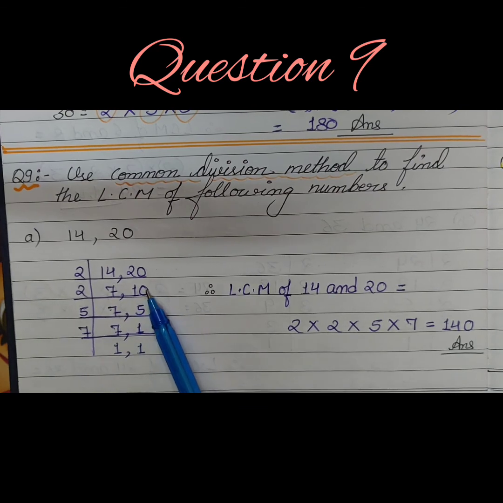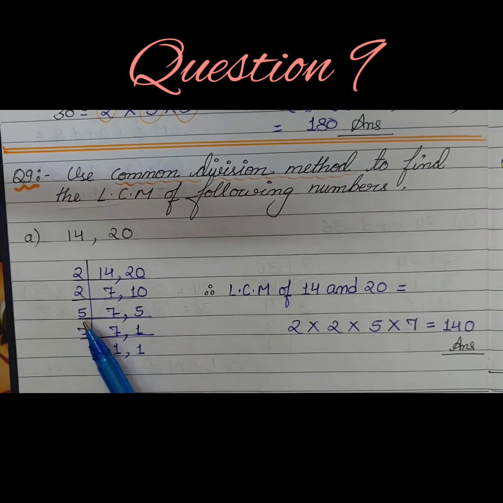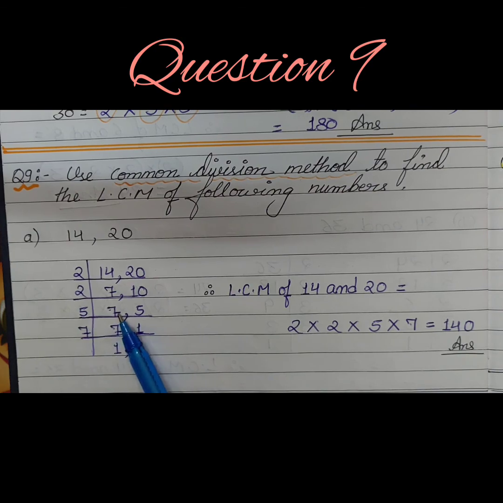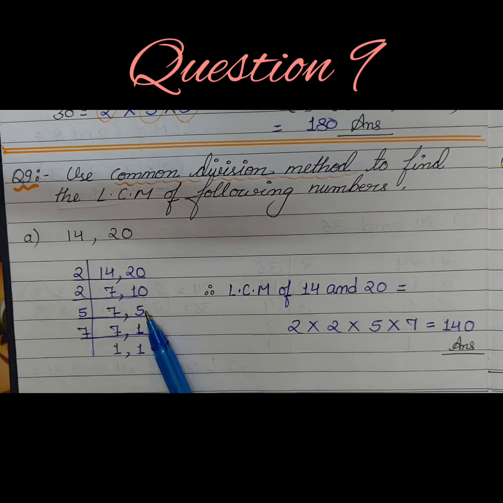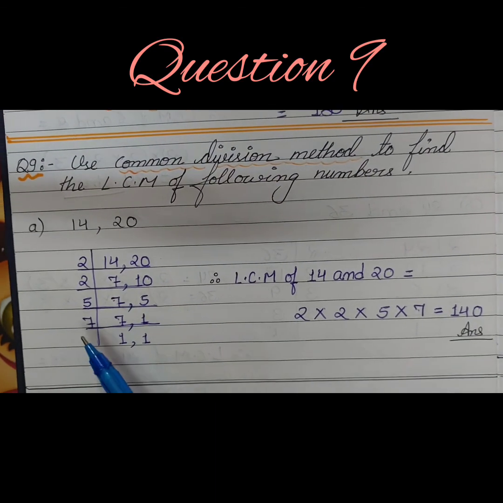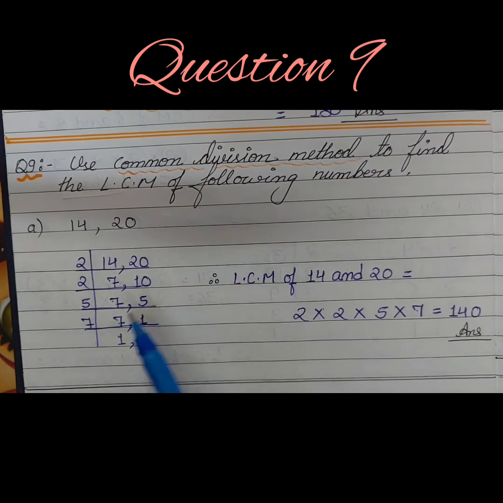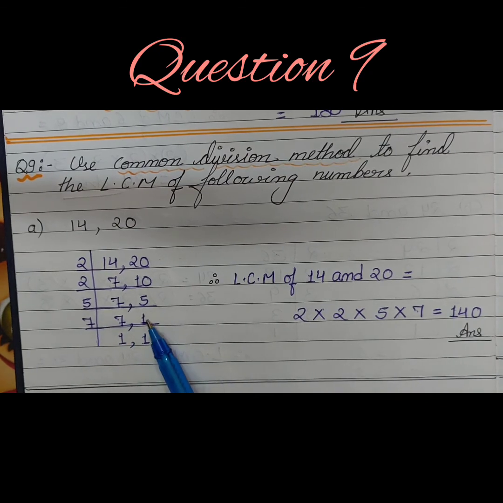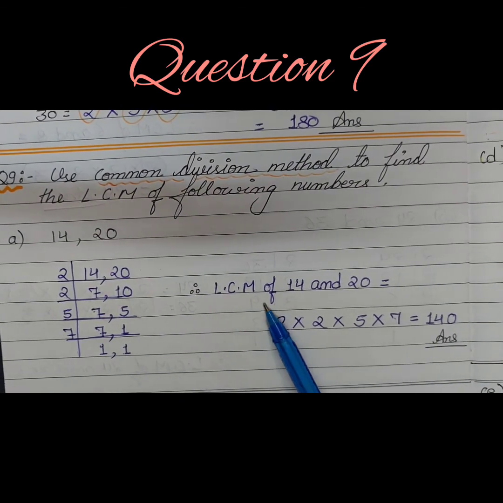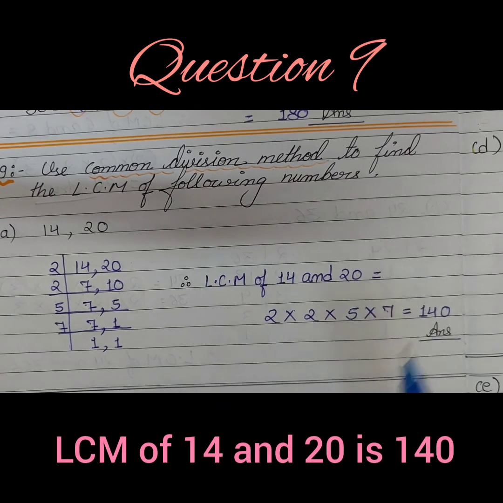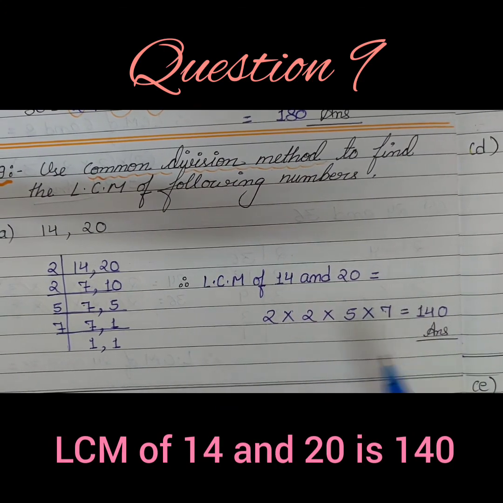2 5s are 10. Now our next prime number is 5. Now again 7 is not divisible by 5, so again carry forward. Now 5 1s are 5. Now next prime number is 7. We have to continue the process until the numbers in a row are 1. Now 7 1s are 7. 1 is not divisible by 7, so carry forward. Now we get 1. Therefore the LCM of 14 and 20 is 140.